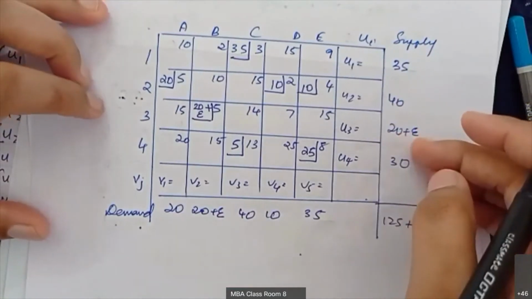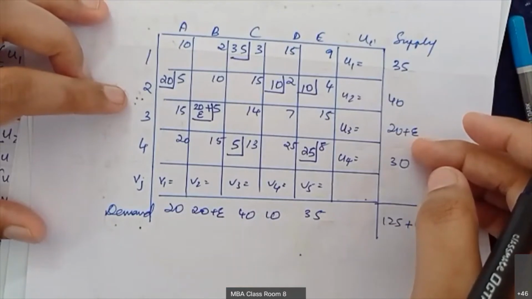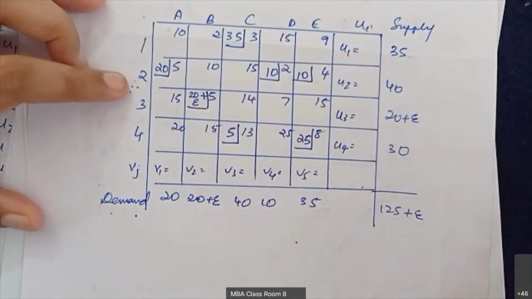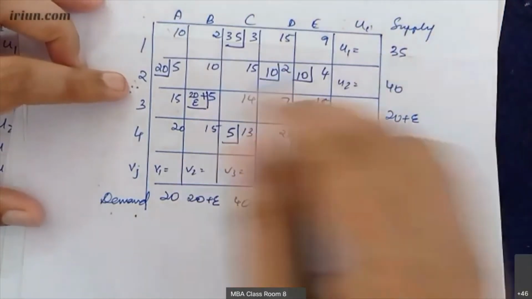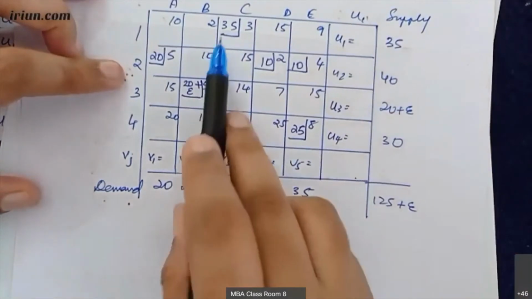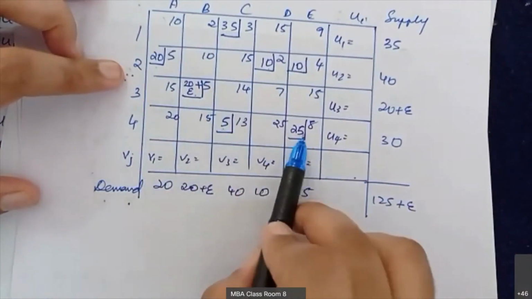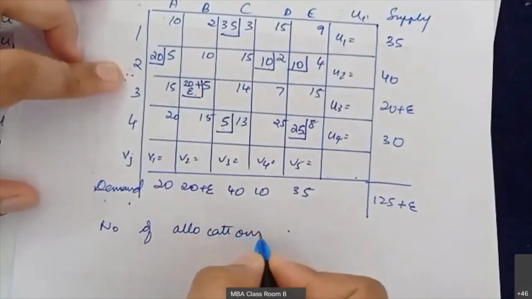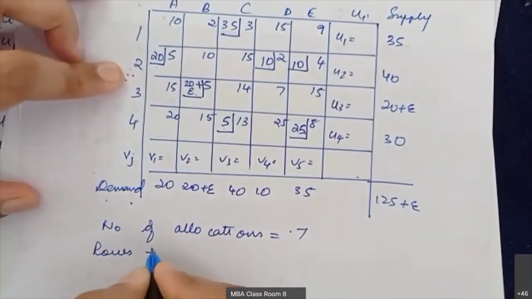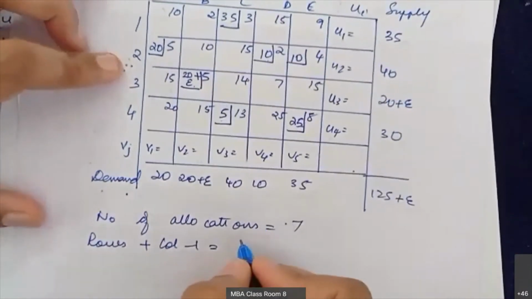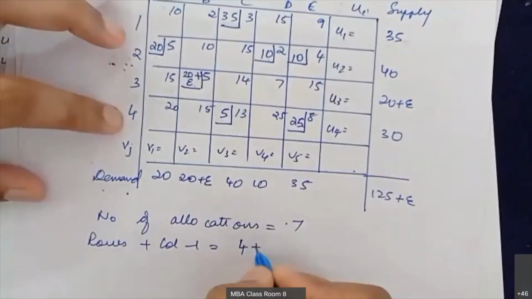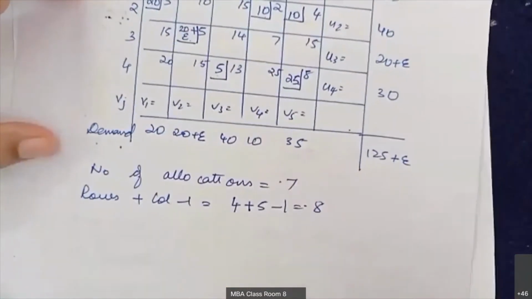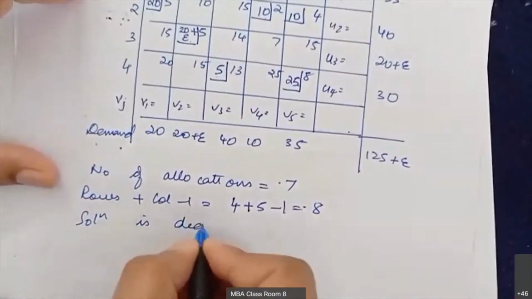Okay, before checking for optimality, what will you do? You have to check for non-degeneracy. How will you check? Whether the number of allocations is equal to the number of rows plus columns minus 1. Here, can you tell me how many allocations do we have? 1, 2, 3, 4, 5, 6, 7. So the number of allocations is equal to 7. What is rows plus columns minus 1? How many rows do we have? 1, 2, 3, 4. 4 rows plus how many columns? 1, 2, 3, 4, 5. 5 columns minus 1. That is 9 minus 1 is 8. So what can you see over here? The solution is degenerate.